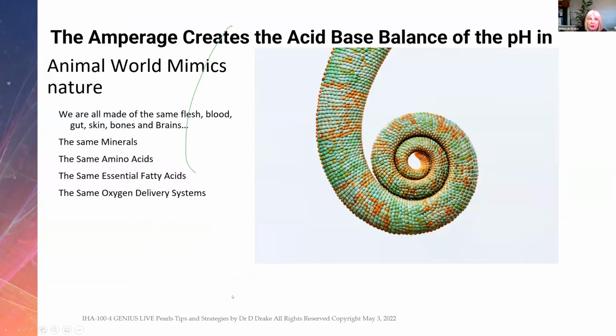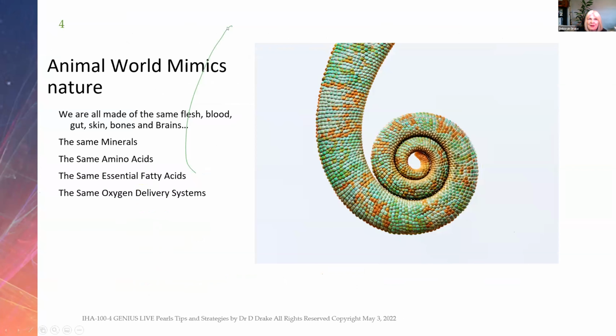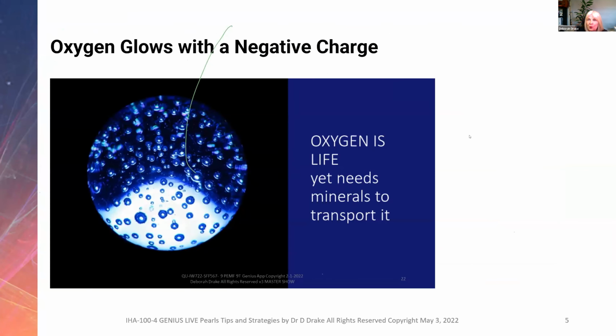These oxygen donors. Now remember that every animal in the entire world has the same minerals as us, the same amino acids, the same fatty acids, the same oxygen delivery systems. So what I'm talking about here is that everybody in the world has that same important need for oxygen as the frequency of all of life. And I would like to remind you that if you look at this picture of oxygen, look how shiny it is, right? It actually glows with a vibration of light.